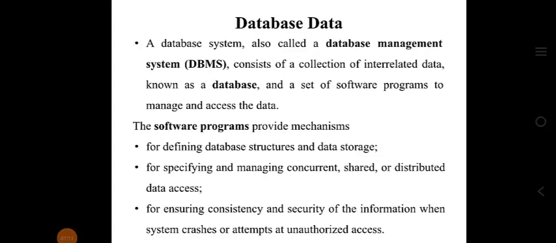First one is database data. A database system, also called a database management system, consists of a collection of interrelated data known as a database and a set of software programs to manage and access the data. The software programs provide mechanisms for defining database structures and data storage, for specifying and managing concurrent, shared or distributed data access, and for ensuring consistency and security of the information despite system crashes or attempts at unauthorized access.